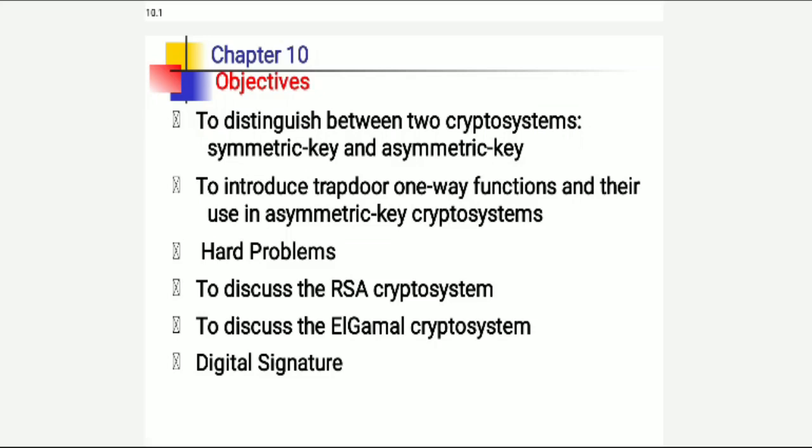After that, we will discuss about the two asymmetric crypto systems, that is RSA and ElGamal. We will be discussing about the setup algorithm, encryption and decryption algorithm, and security features analysis of both the encryption algorithms. In the end, we will finish this lecture with a discussion of digital signature.